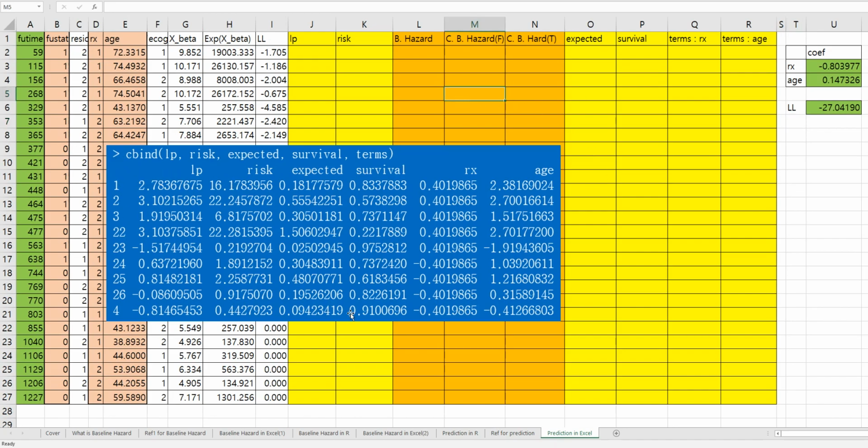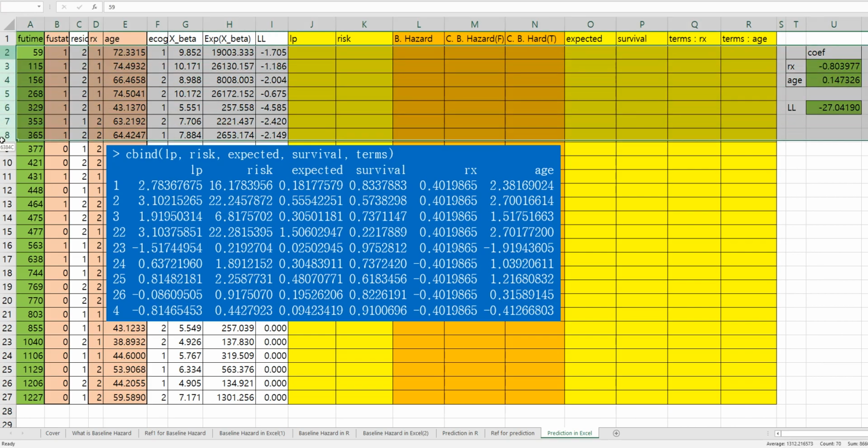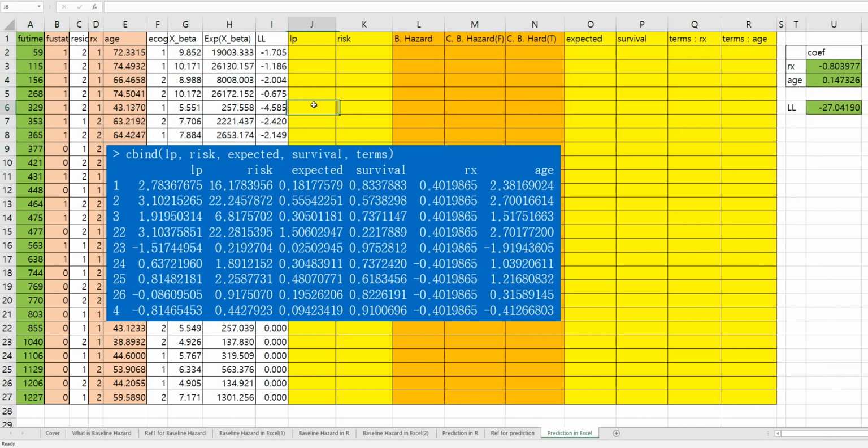So this is our output for the first 9 records, and it provides LP, risk, expected, survival, and RX and age. So let me show you how to get these predicted values in Excel.